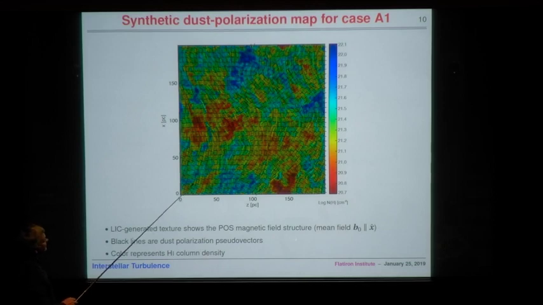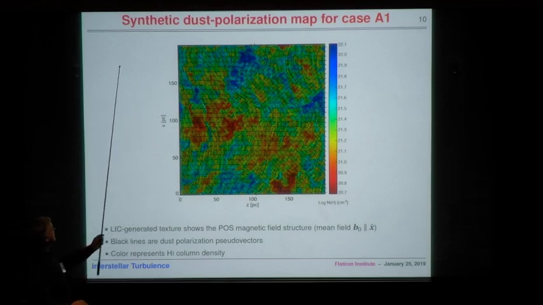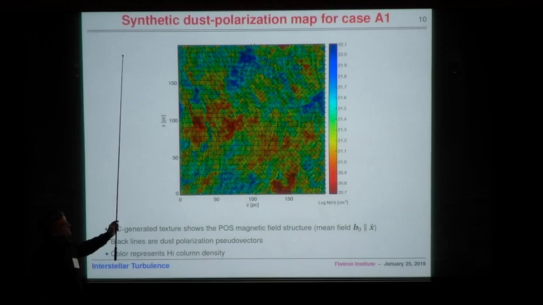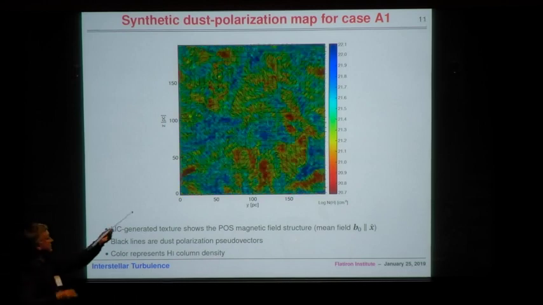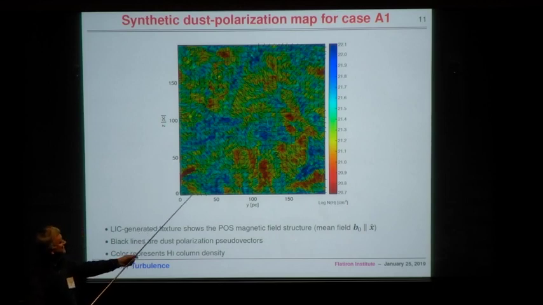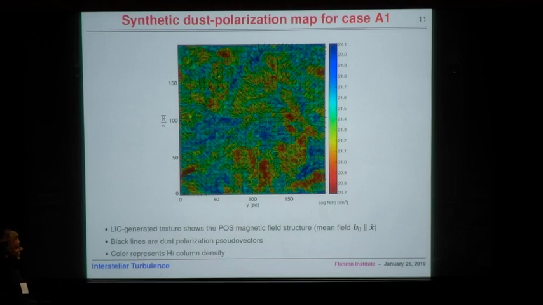So the texture here shows the plane of sky magnetic field direction, and these black pseudo vectors show the polarization direction. And so they are perpendicular, and you see this typical structure. The mean field goes along the axis in these models. And so you basically see what you expect, right? So if you look along the magnetic field, now it's like that, the structure gets more complicated, but overall it's the same kind of alignment that you expect, okay?